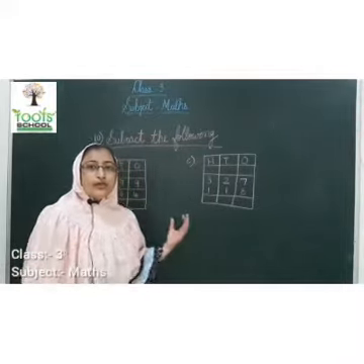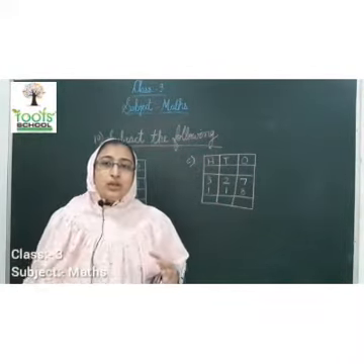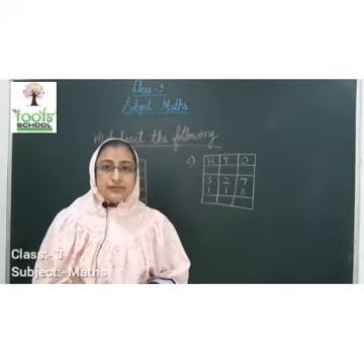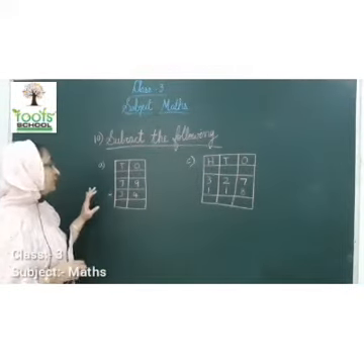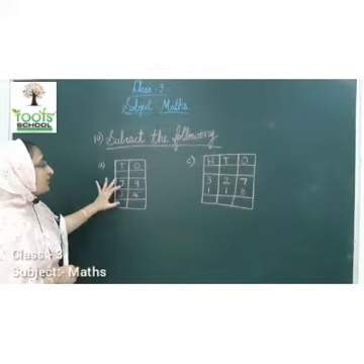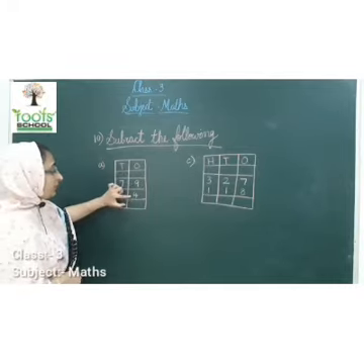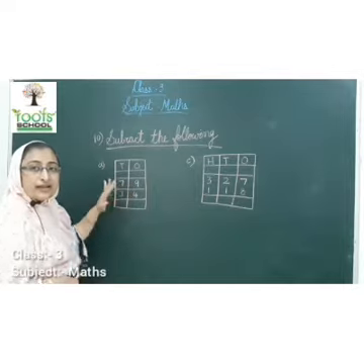Okay kids, now we will move to subtraction. What do you mean by subtraction? When we subtract, when we remove something, that is known as subtraction. Now looking at the first sum, what's the digit you can see at the ones place? It is 9 and here 4. So you have to subtract 4 from 9.